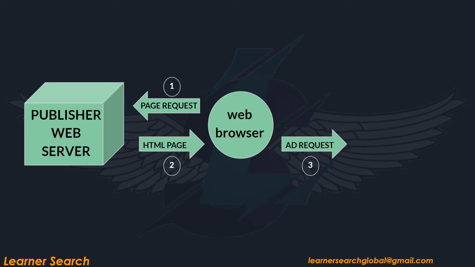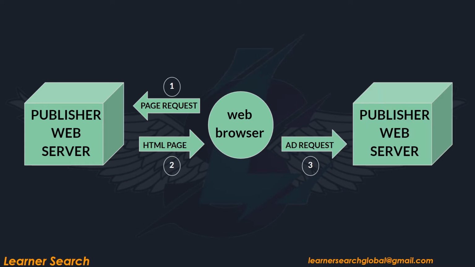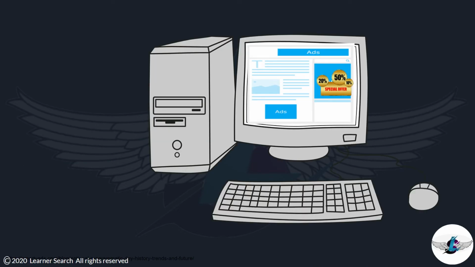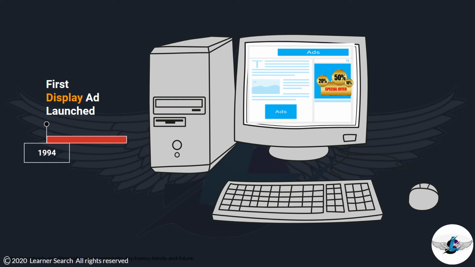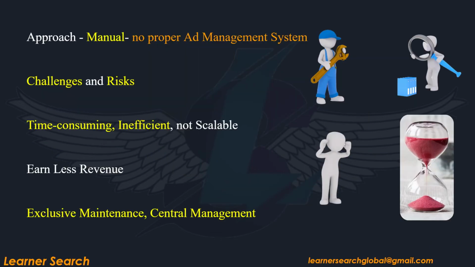It also requests the respective ad from the same publisher web server. Finally, ads get served on the publisher website along with the media content. This is how the ad serving process used to be during the early days of online advertising. The first display ad was launched in the year 1994.